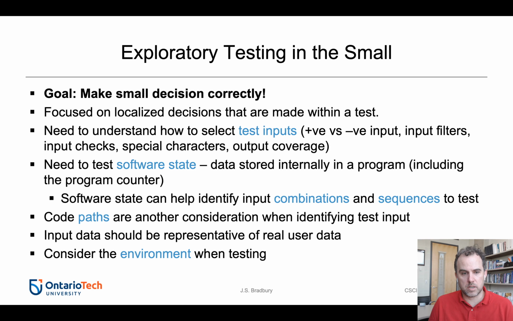And typically, software state is really useful when you're thinking about sequencing within a test. So sequencing of a number of different user interface interactions or input combinations that you're testing. And another thing we're also thinking about is code paths when we're doing test inputs. And you may think, wait a sec, I thought path coverage was what we were doing when we were doing white box testing?